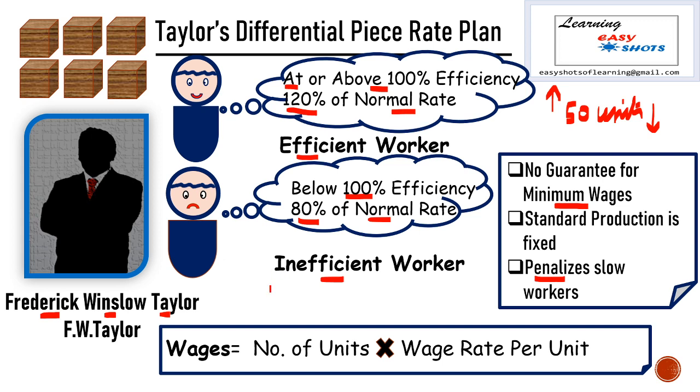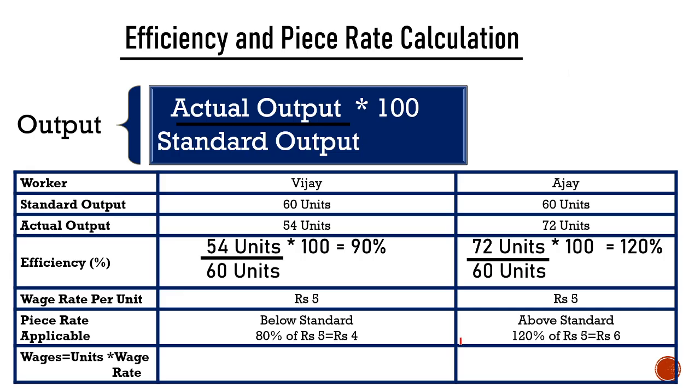To calculate total wages in this plan, our formula is number of units manufactured by the worker into wage rate per unit. Now we understand this plan with the help of an example. Here, to calculate efficiency when output is given, our formula is actual output divided by standard output decided by the company into 100. Here there are two workers, Vijay and Ajay. Standard output decided by the company is 60 units for both these workers. Vijay manufactured 54 units and Ajay manufactured 72 units.